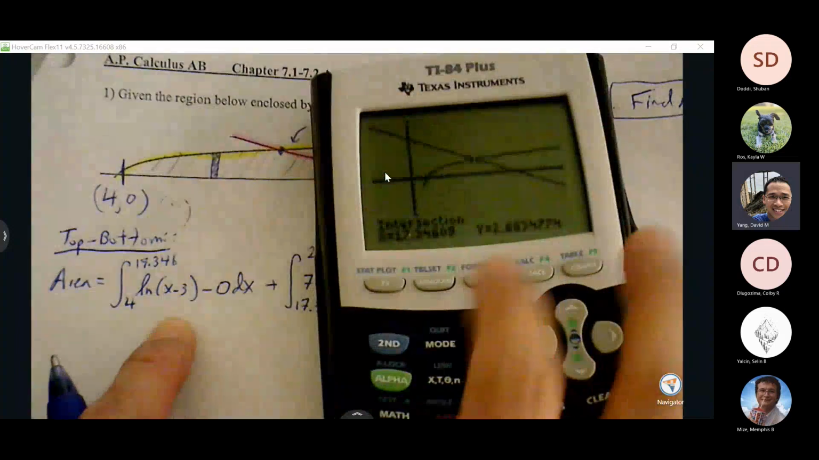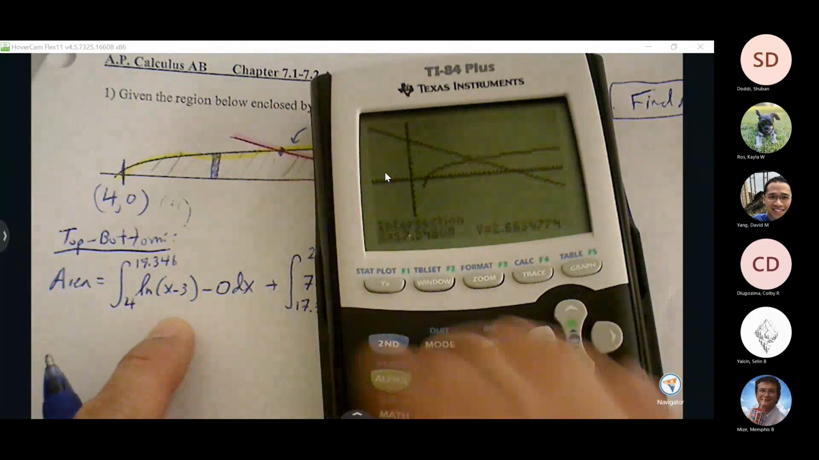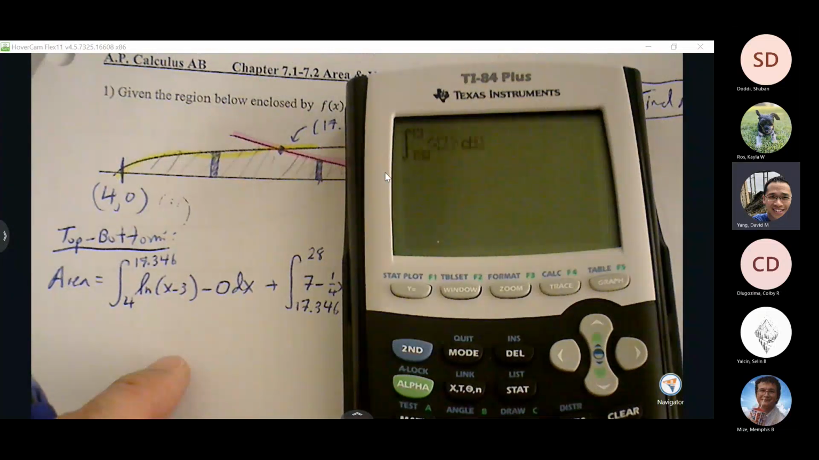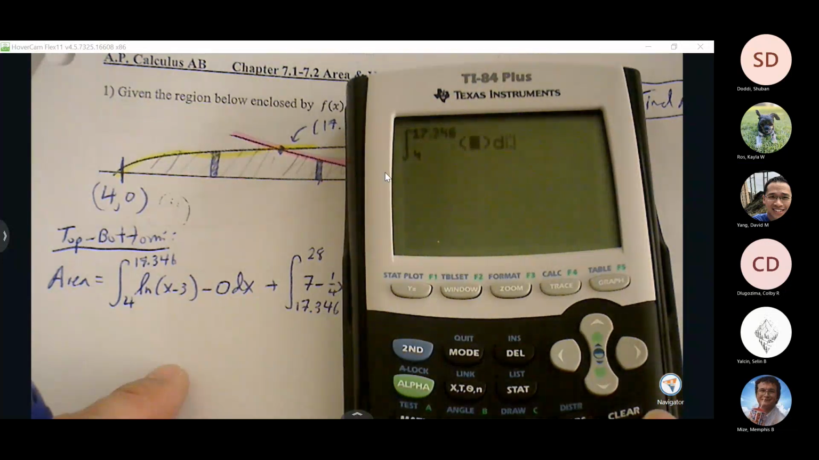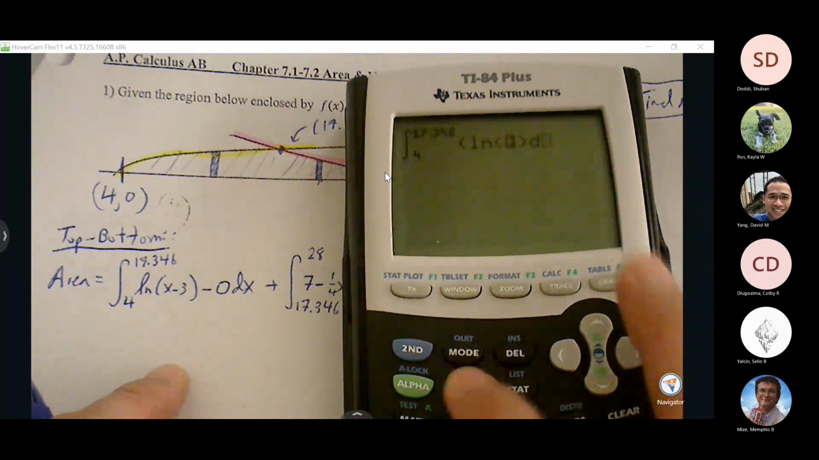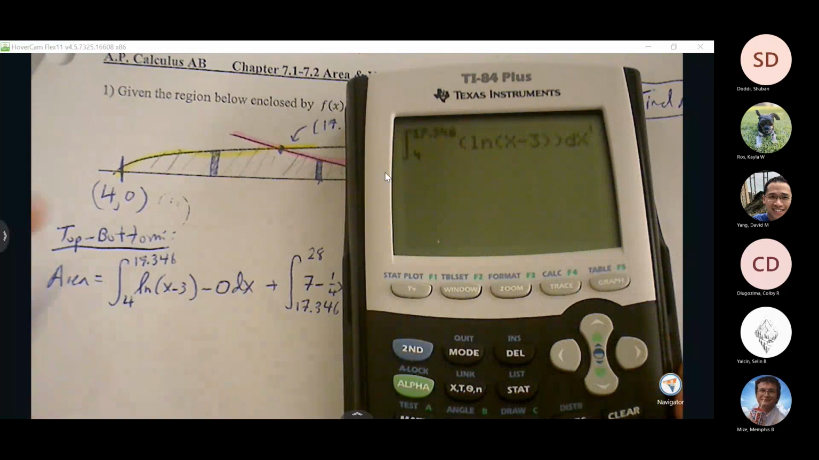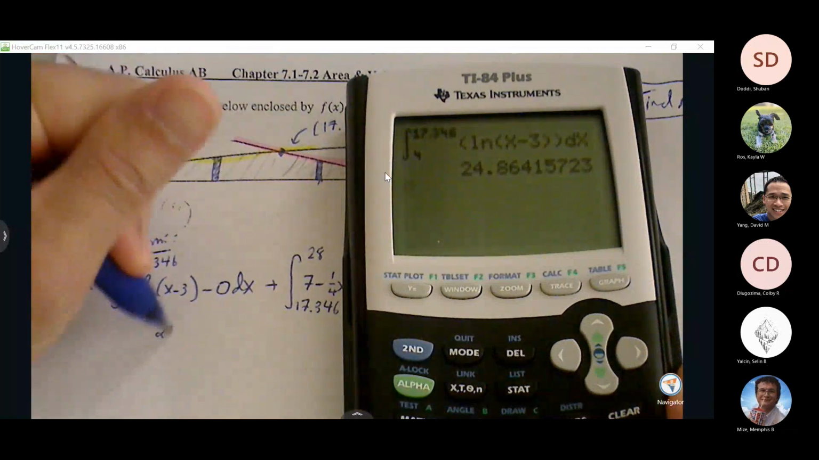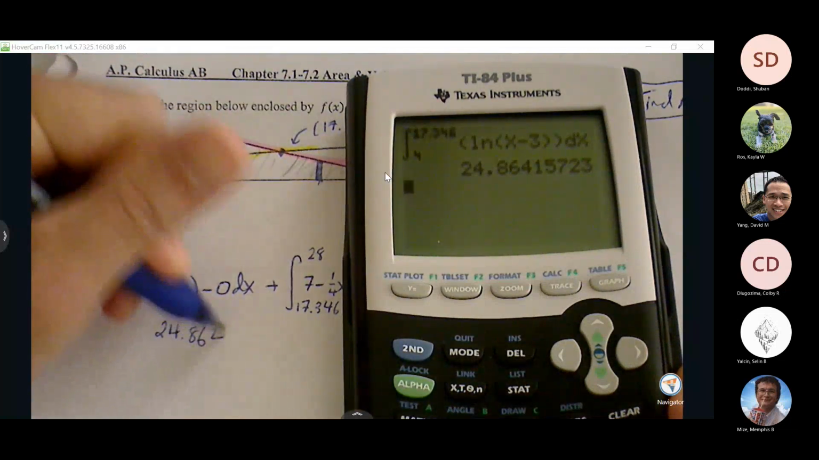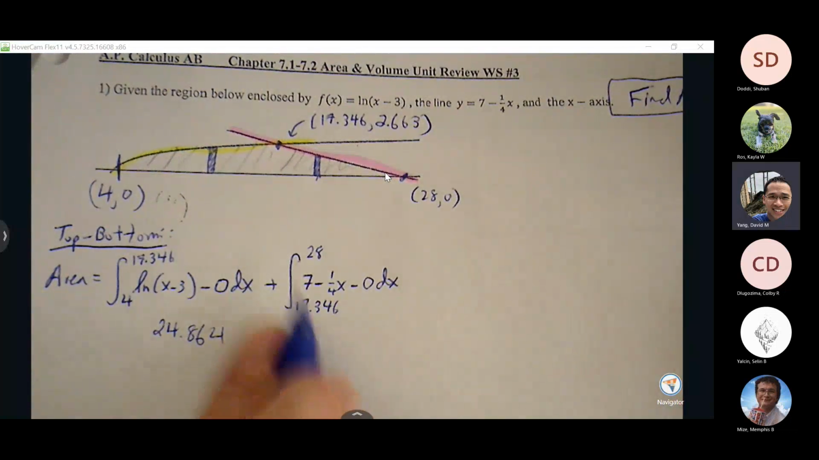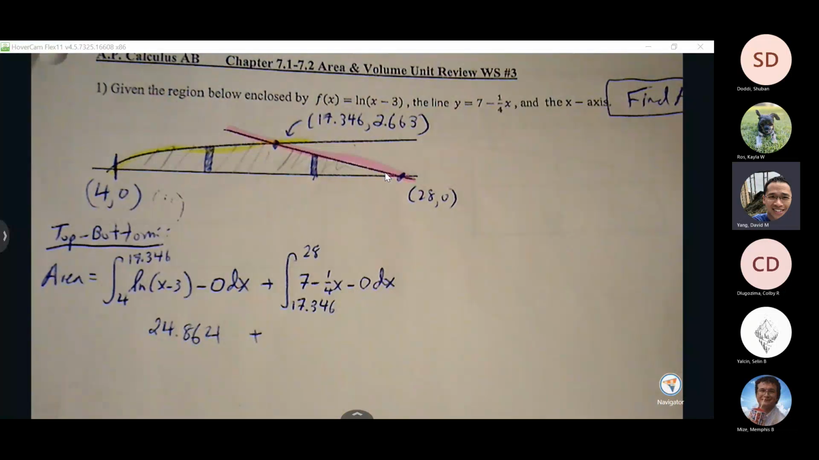Okay. Go to math 9. Put everything in. Put this in: 7 minus 1/4 x between 17.346 and 28.